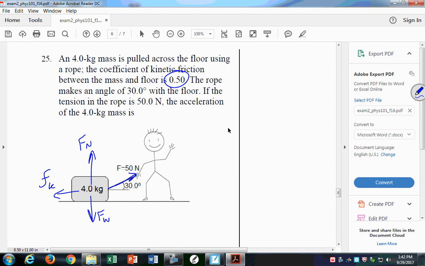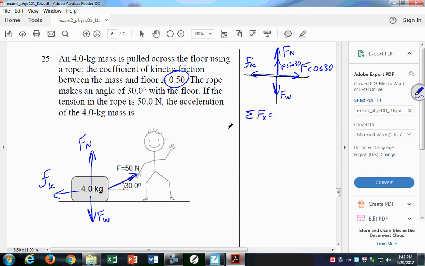So I will draw my coordinate system. I'm going to resolve my vectors: Fn, Fk, F cosine 30, that's that 50 newtons, and Fw, and then I have another vector up here, F sine of 30. So there are two vectors pointing up in the y direction. And I want to know the acceleration of it. And so I would say the sum of the forces in the x direction equals F cosine 30.